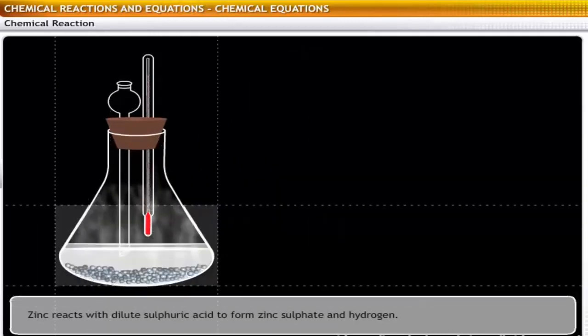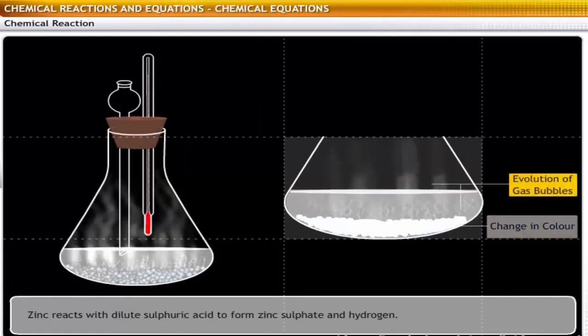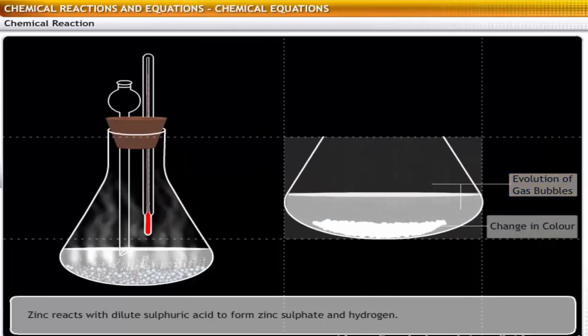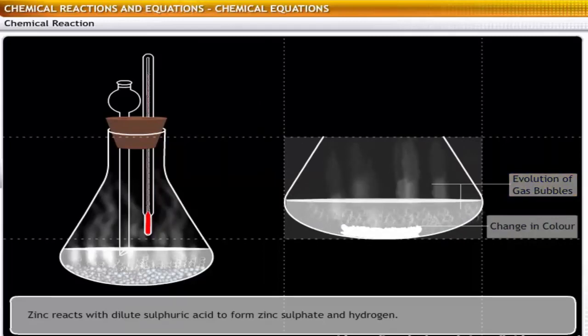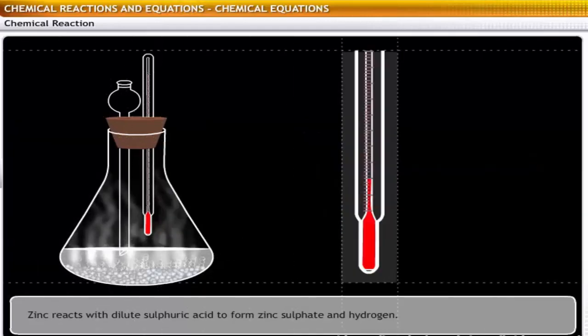The color of the zinc granules changes from blue-gray to white. Some gas bubbles are also released from the solution. This is because zinc reacts with sulfuric acid to form zinc sulfate and hydrogen gas. Zinc sulfate is white in color. The thermometer shows an increase in the temperature of the solution.